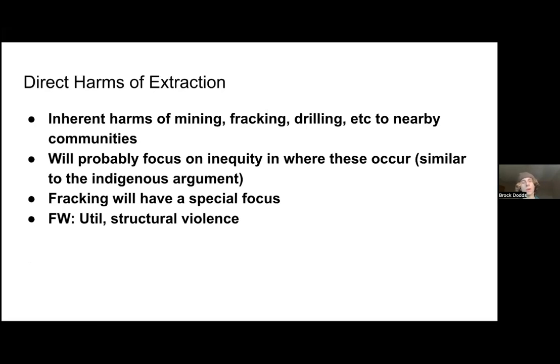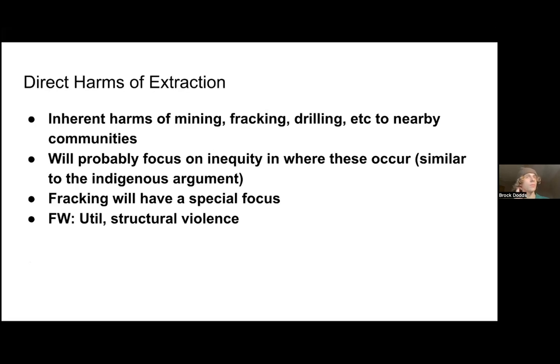This sort of links into the other ones, but I wanted to talk about it on its own slide. That's just, in general, the direct harms of extraction. I could definitely see many affirmatives going for a maybe less big stick, but maybe a more solvency-oriented approach where they're looking at the specific and inherent harms of mining, fracking, and drilling to nearby communities. So like health impacts from the pollutants released in the air from those, things like that, sort of similar to the indigenous argument. And probably fracking will have a special focus in these apps.